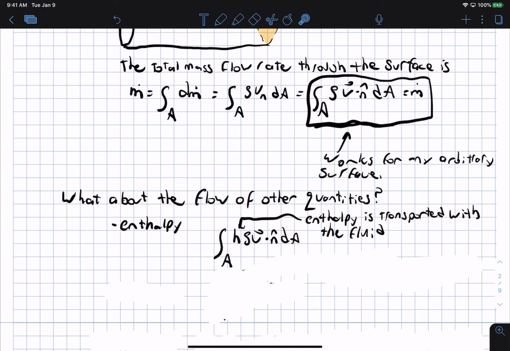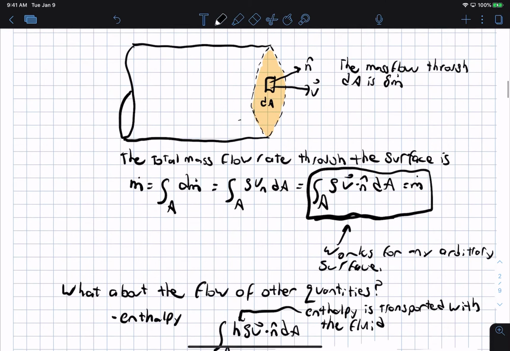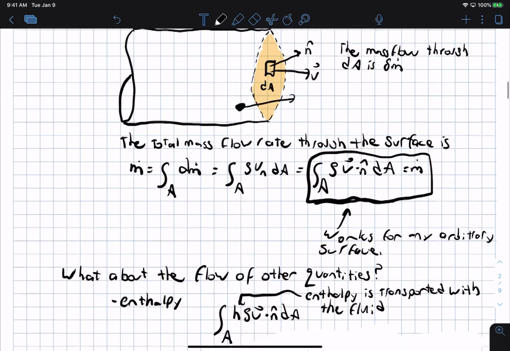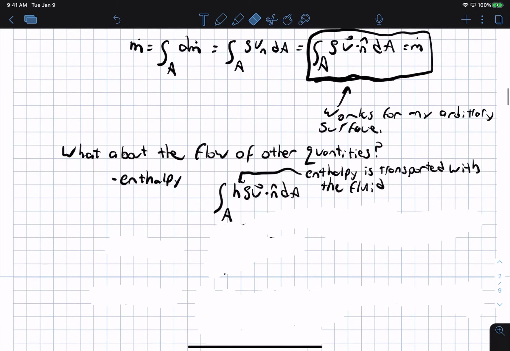For the enthalpy, it's given by the area integral of h times rho v dot n hat times dA, because basically enthalpy is transported along with the fluid. That is, if I consider again a small little blob of fluid and I follow it around, this blob of fluid can have attached with it an entropy, an energy, and an enthalpy, and so that is basically being carried along with the mass. Okay.